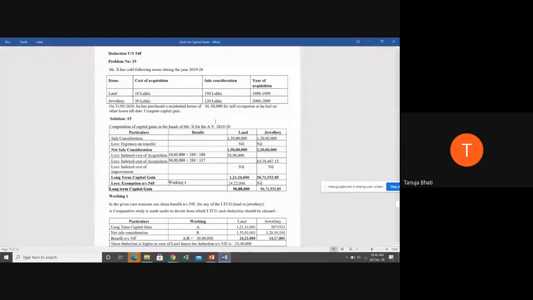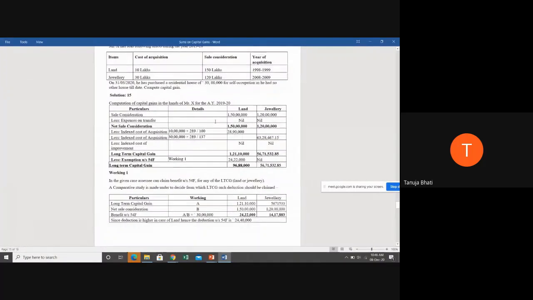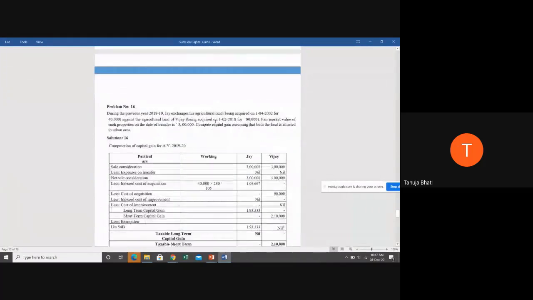Deduction under section 54F. Yes, students? Yes, ma'am. When will you get this deduction? When you're transferring any long-term asset which is not a residential house, but you're investing in a new residential house. Next.